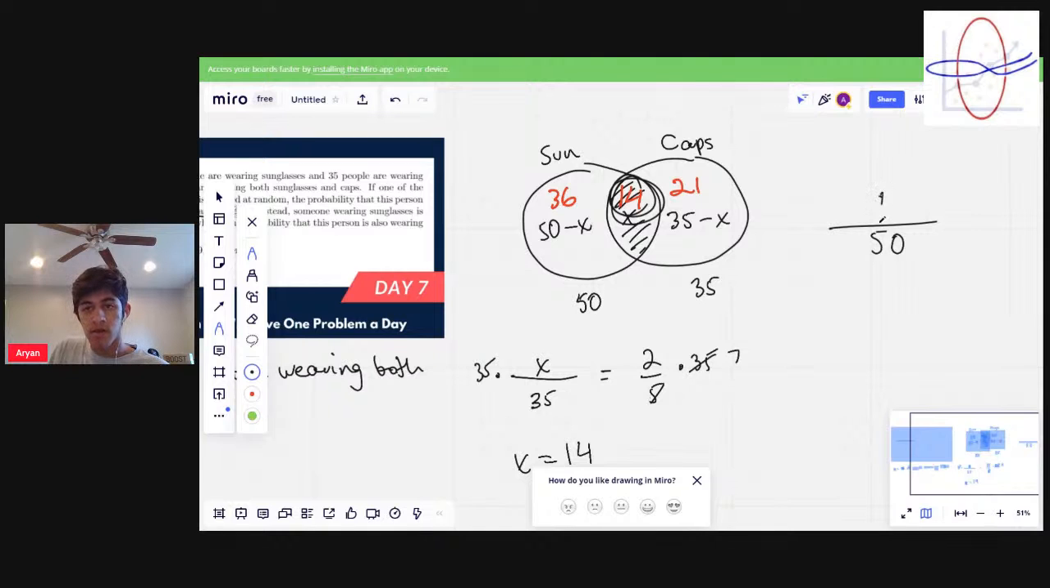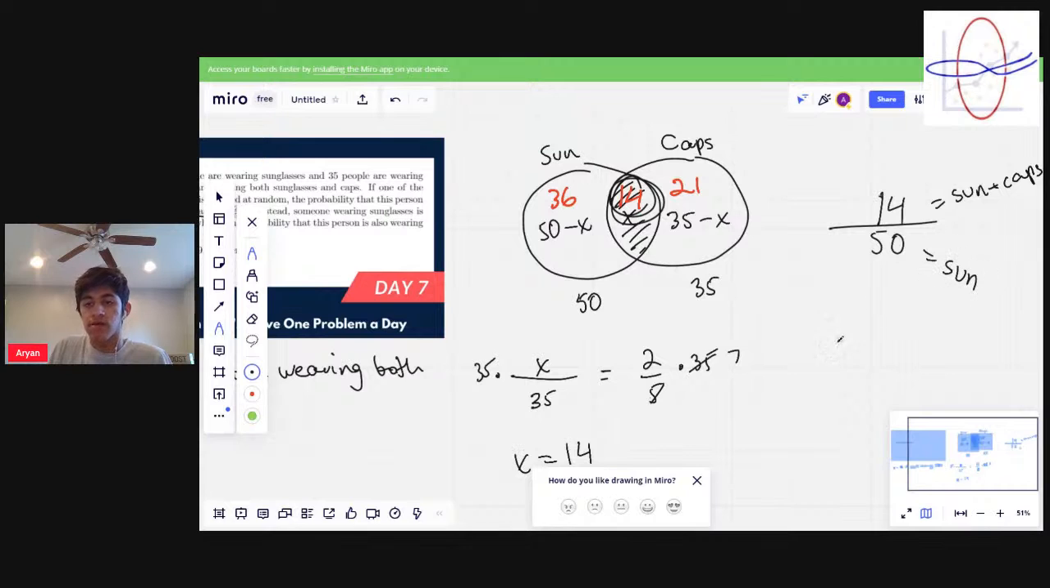We already figured that out. So our answer would just be 14 over 50 because 14 is equal to both sunglasses and caps, and 50 is just all of our sunglasses. So 14 over 50, we can simplify this to be 7 over 25. And this would be our final answer because they are asking for that probability, and we would be done.